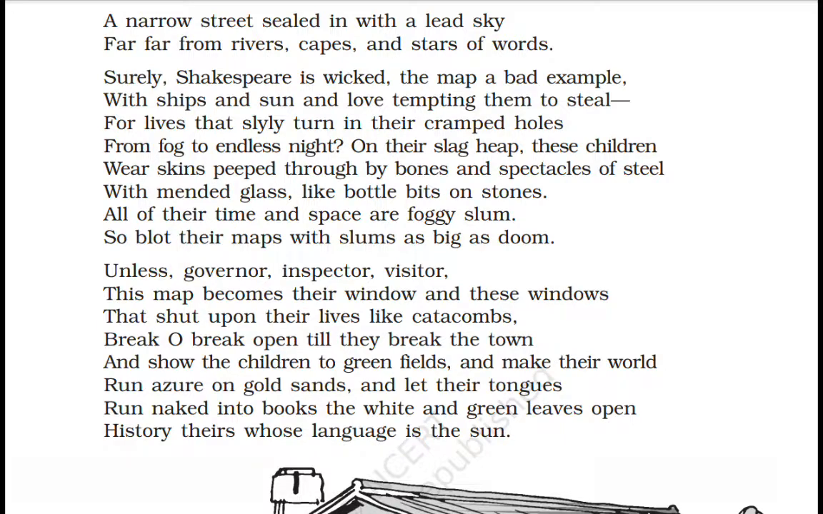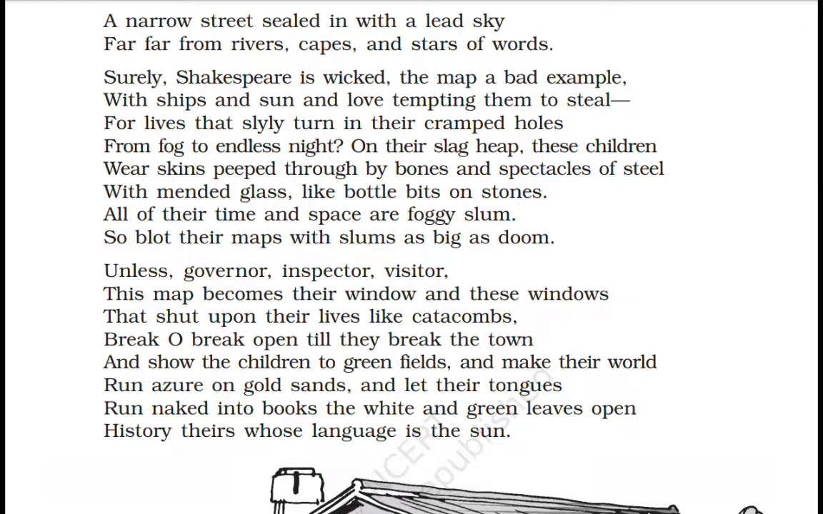A narrow street sealed in with a lead sky. Now these children live in narrow streets which are sealed in with the lead sky. Even the sky above, for them the sky is not full of light, it is dark. So it also represents their dark future, that they do not have any hope in their life. They cannot see the proper sunlight, so their future has been fixed.